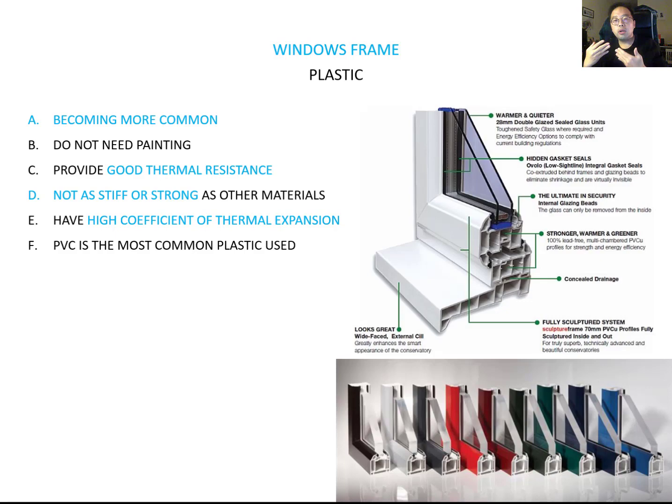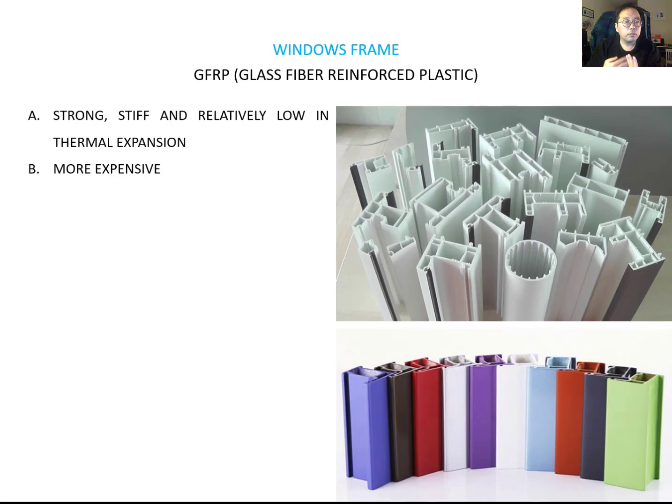Next example, GFRP, which is glass fiber reinforced plastic. It is stronger than plastic. So if you want a stronger window frame but still with similar quality, you might consider GFRP.